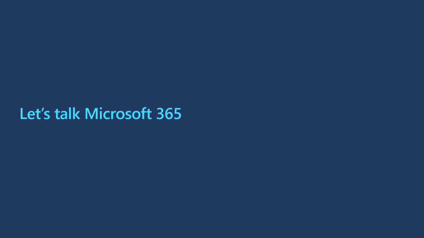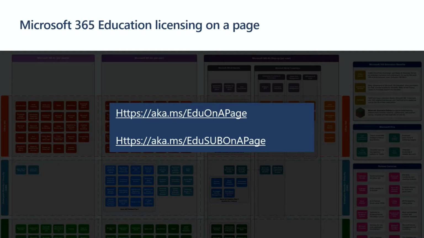So with that, real quick, let's talk Microsoft. Many of you might be on A3 licensing. Some of you others might be on A5. These web links are a great resource, aka.ms/edu on a page. That's going to give you a quick view of our licensing. It's in a big graphical representation. It's probably the easiest to make sense.